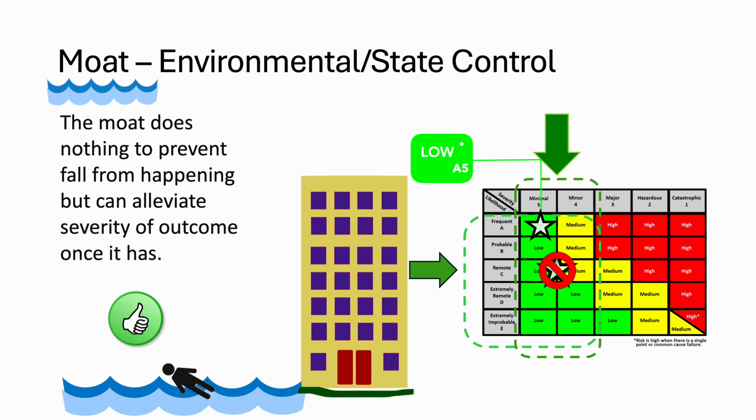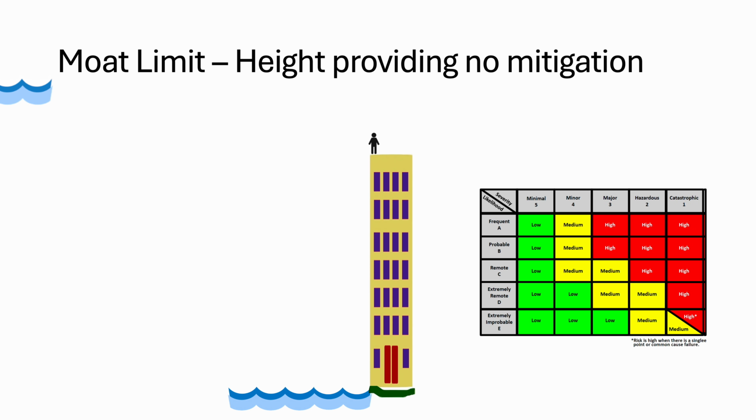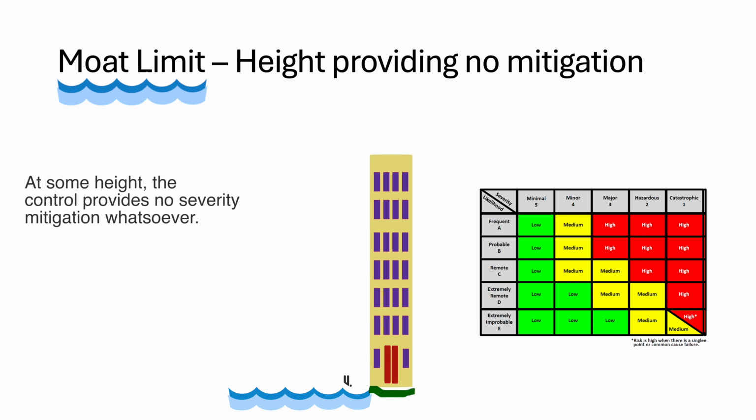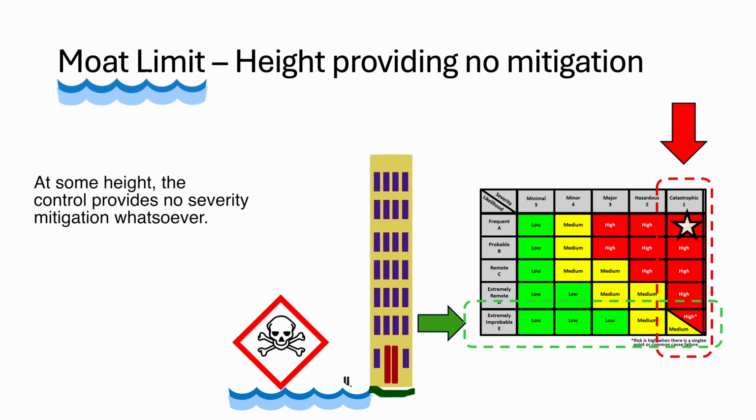While moats don't change the likelihood of a hazard occurring, their ability to influence severity makes them an important component in comprehensive safety planning. However, there are limits. At certain heights or conditions, such controls may no longer be effective. For example, past a critical height, even the softest surface may not mitigate injury severity. This limitation must be identified and documented during hazard analysis to ensure realistic risk assessments.